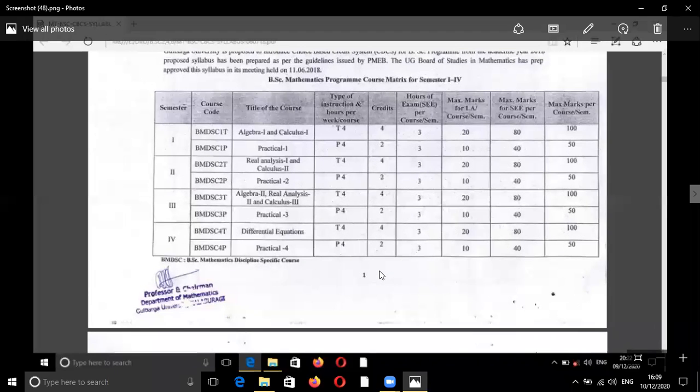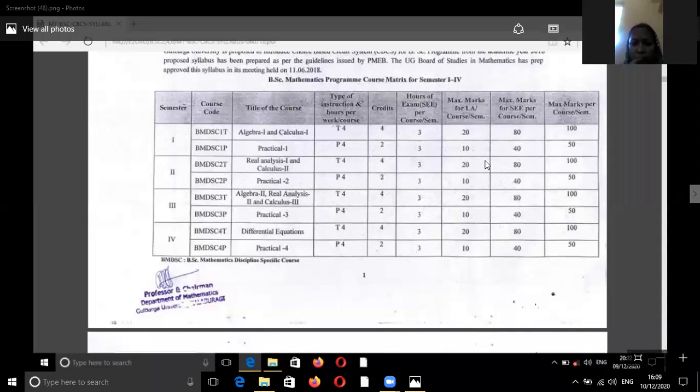Here we have two. One is the theory paper, and another one is the practical paper. Have you able to hear, students? Yes, sir. Okay, shall I continue? Here you see in mathematics we have two. One is the theory paper and another one is the practical paper.